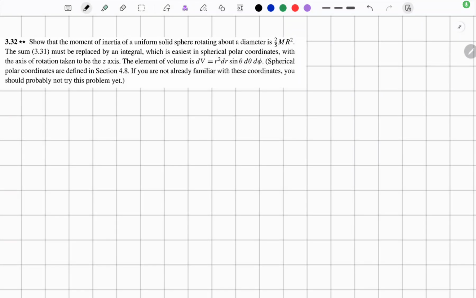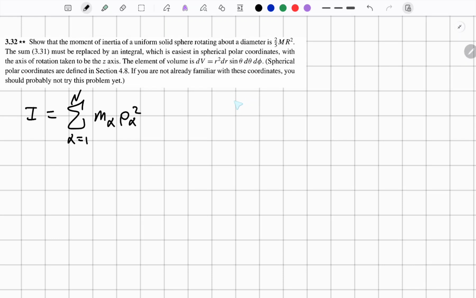Working through problem 3.32 from Taylor's Classical Mechanics. This is a problem calculating the moment of inertia of a sphere. It's a uniform solid sphere rotating about its diameter. And we're going to replace this sum to integrate over it and find out what the moment of inertia of a uniform solid sphere would be.